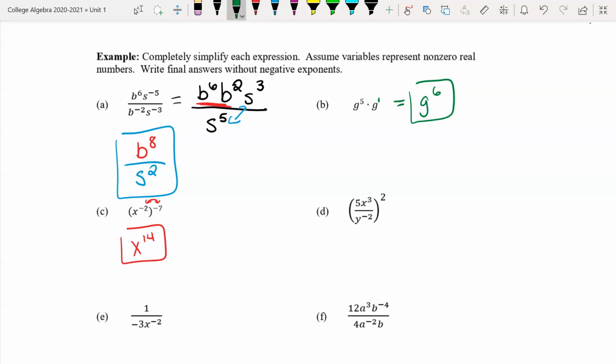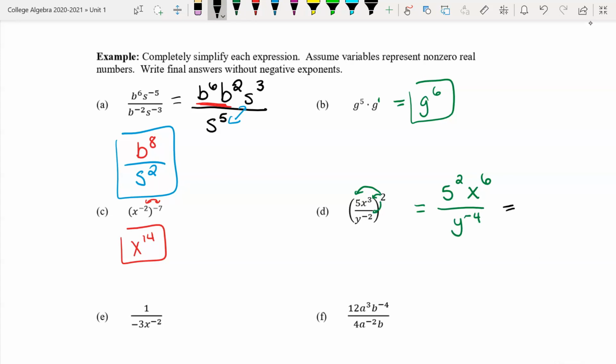Now this one is probably one of the more difficult ones because this exponent goes to every single thing on the inside. So I would do that first. So 5 squared, x to the 6 because I take 3 times 2, and y to the negative 4 because I take 2 times 2.